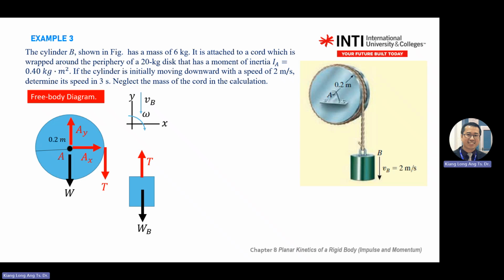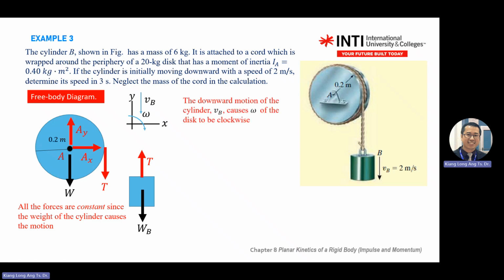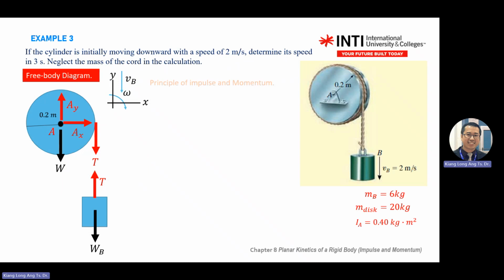I just add VB, go down positive. So you'll have VB here, or you can draw it here. So there's a force, or constant. So we start to solve. You can remove this part if you want. You get WB equal to mg. Then you use the principle of impulse and momentum.